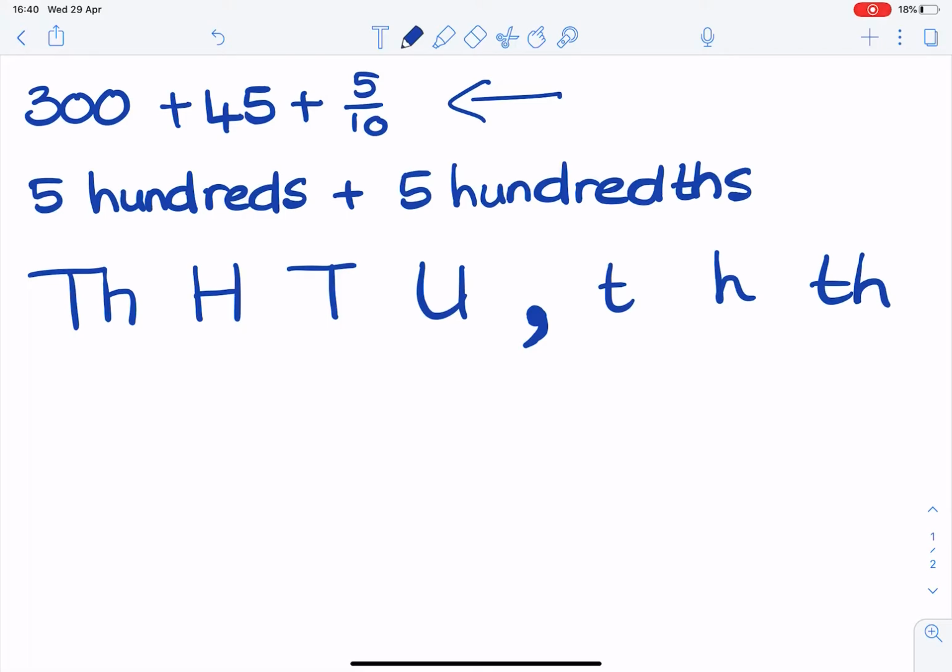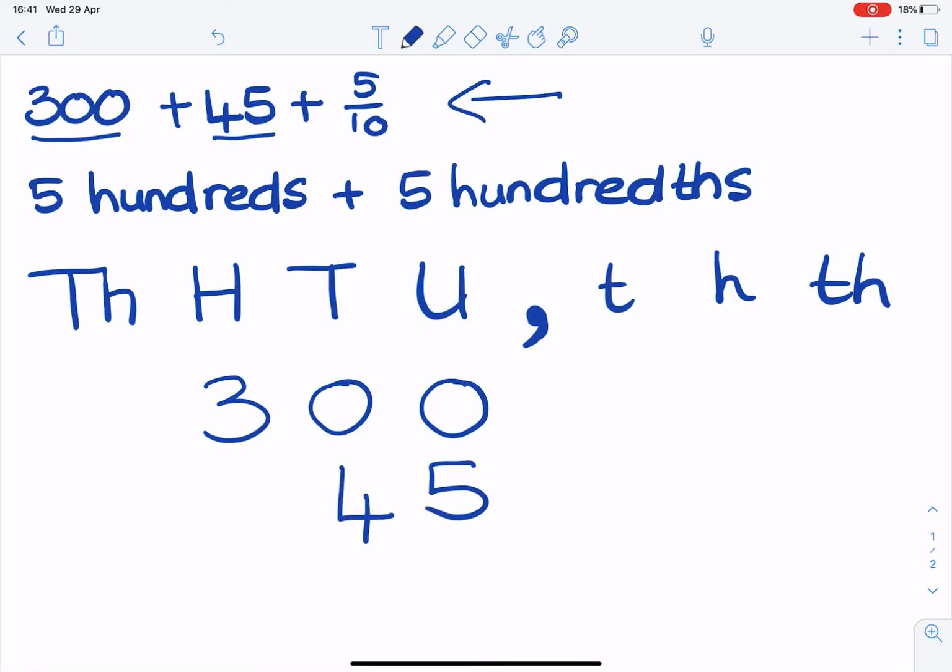Let's look at the next one. 300 plus 45 plus 5 over 10. Well, the 300 is a whole number. There are no commas there. And the 45 is also a whole number, so we know that they are going to go on the left of the decimal comma. 300 starts in the hundreds column, and 45 starts in the tens column.